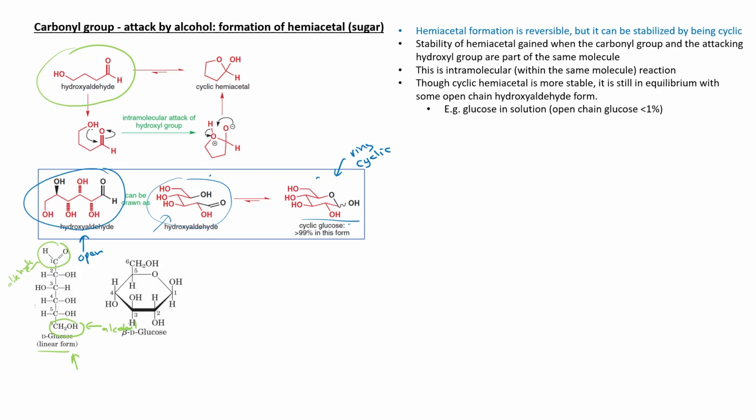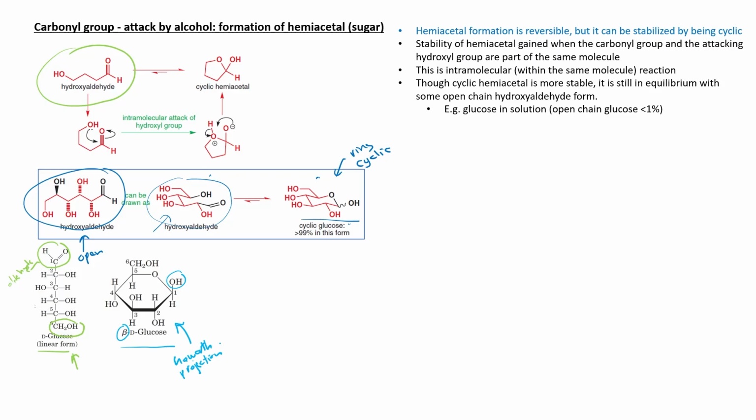Let me erase a little bit here. So this is the cyclic version, beta-D-glucose. What is beta? Beta is this. This is what we call the Haworth projection.